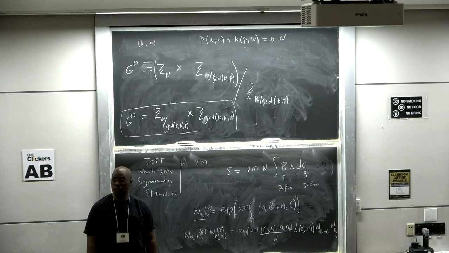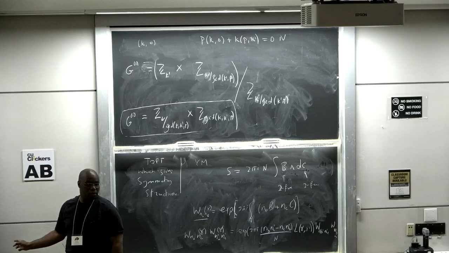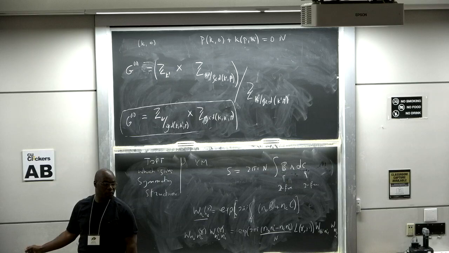What is self-dual? There is no C2. C2 is not self-dual in type 2B. It's C4. It's the five-form flux that is self-dual in type 2B.